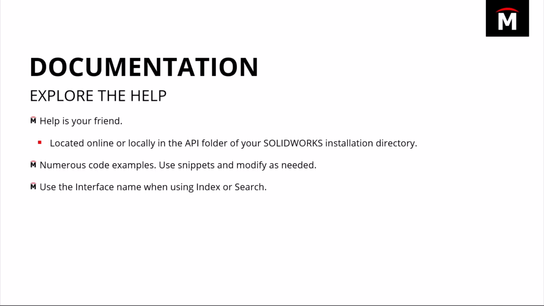When you're using the help file, you're going to see most of the items in the help start with the letter I for interface. So if you're using the local help file, there's an index and a search tab. We'll always want to use I and then the interface name. So IModelDoc2 will return results better. Speaking of items that start with the letter I, you might see some methods that start with an I as well. Methods that start with I are for in-process only applications. So this includes add-ins and macros.